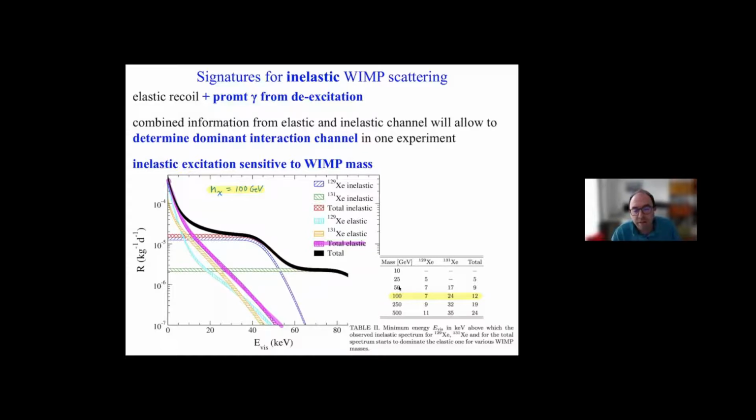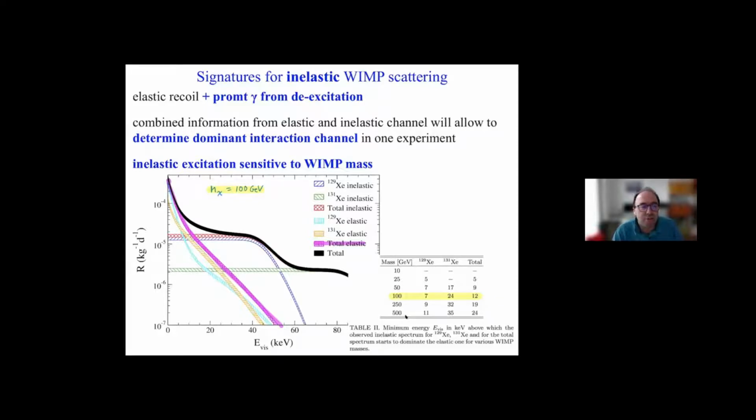But if the WIMP mass decreases, then there's some threshold where, for example for a 25 GeV WIMP, you're only able to get the 40 keV excitation. And if the WIMP mass is even lower, then it would be a pure elastic signal. And for heavier WIMPs, of course, you can bump the nucleus more. So basically, if you could combine the relative information from these shoulders, you are sensitive to the mass of the dark matter particle.